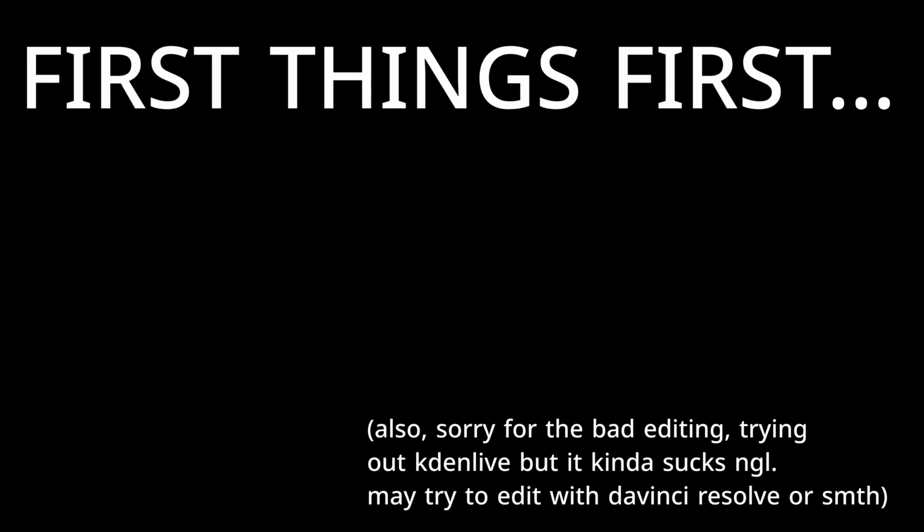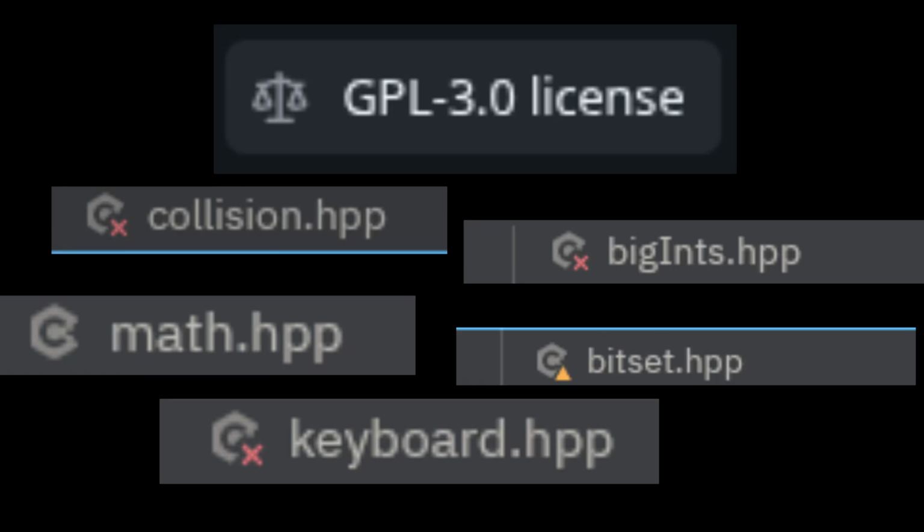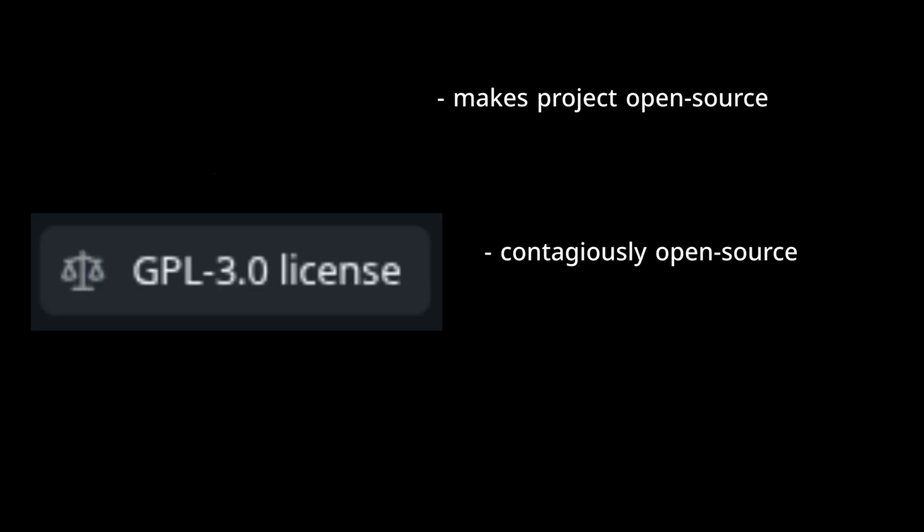First of all, I license all my dependencies under the GPL v3 license because it's an open source license, and if you use it, you also have to make your project open source, which I'm a big fan of, so that's why I used it. I don't know if I should have done GPL v2 though.